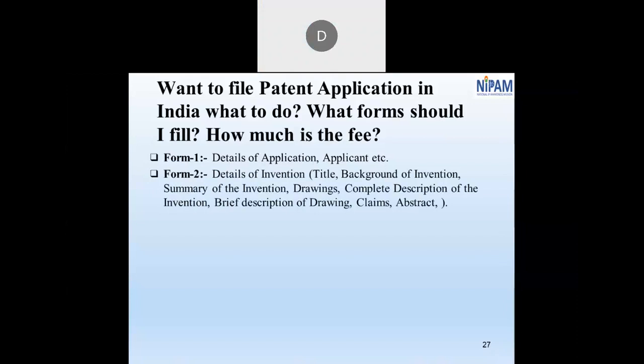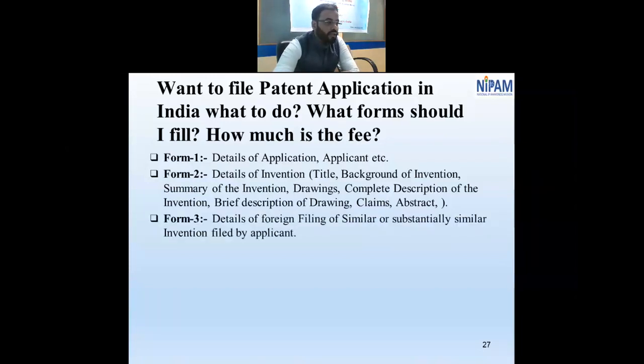Form 2, also known as the complete specification, provides brief details of your invention. So your summary of invention, drawings, complete description, all those things, the complete description part of your invention is mentioned along with Form 2.